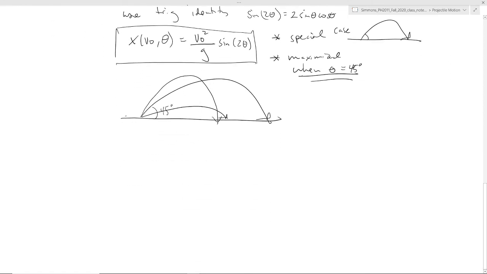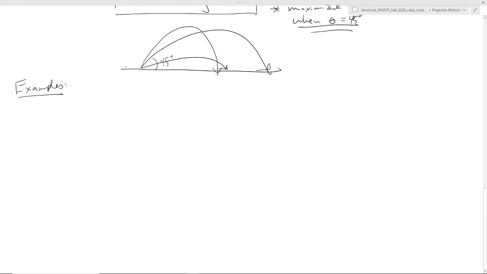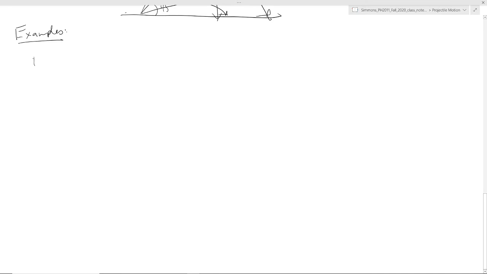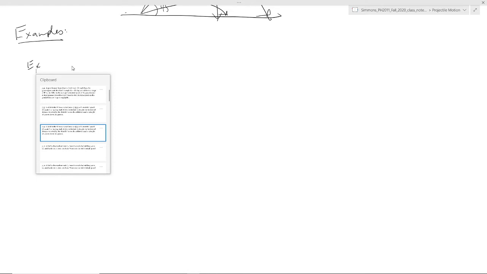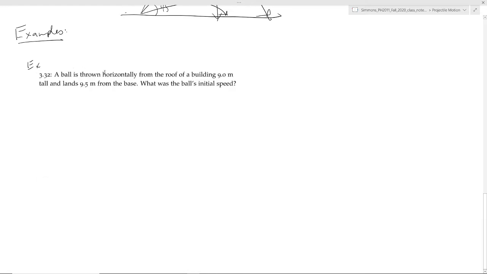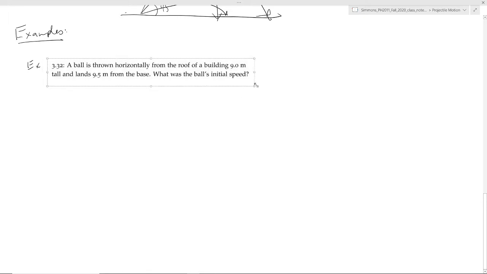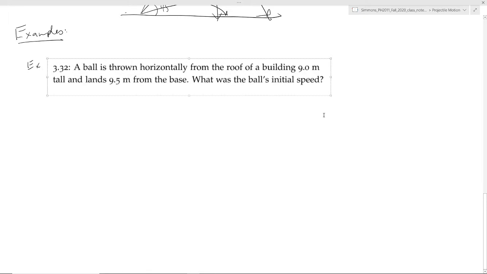So let's look at a few examples. Let me try and paste one in here for you. Okay, so this first example, we have a ball thrown horizontally from the roof of a building, 9 meters tall, and it lands 9.5 meters from the base, and we want to know what's the ball's initial speed.